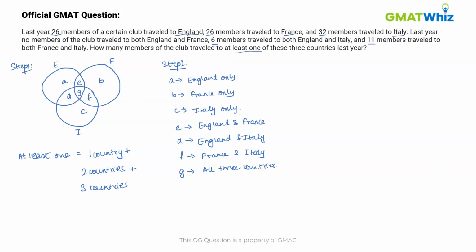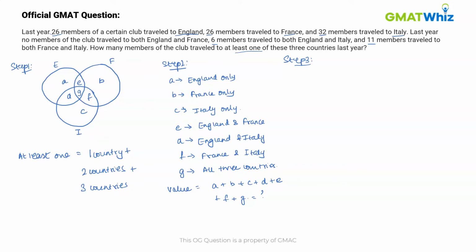Now, basically what the question is asking us is to find the value of A plus B plus C plus D plus E plus F plus G. So we have to find the value of this. Now let's move on to step 3 and find the value.